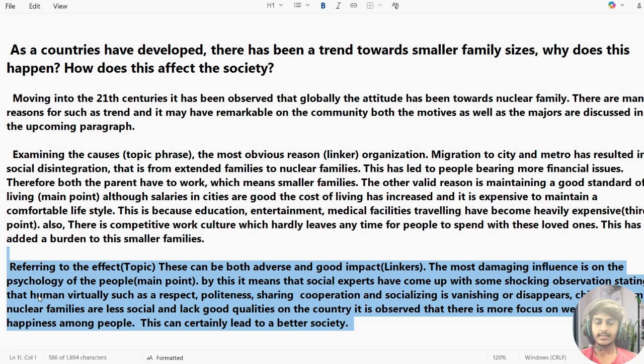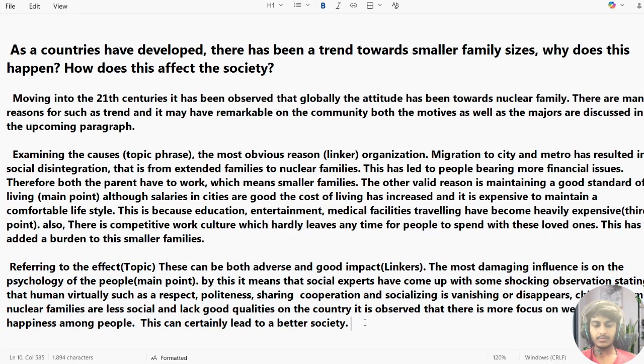Positive effects: at the same time, friends, there is a positive side. Small families focus more on health, wealth, and happiness. So parents can give better education, better care, and spend more time on each child. This balance impresses the examiners. So now we move to the conclusion.